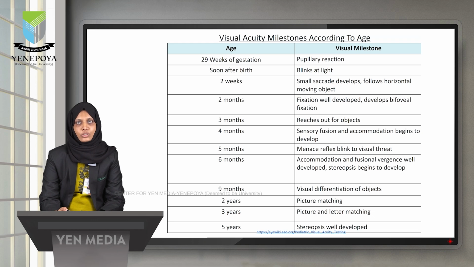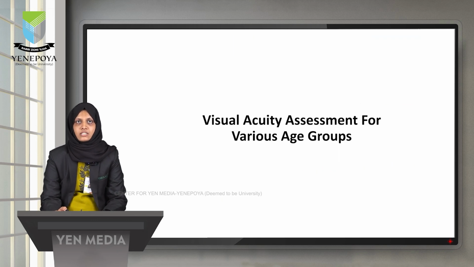So let's go through the visual acuity milestones according to age. At 29 weeks of gestation, which means just before birth, the pupillary reaction will start. It means the visual system is beginning to function. At the age of 5 years, stereopsis is well developed, which means they get good 3D vision. So let's move into how visual acuity assessment varies across the different age groups.